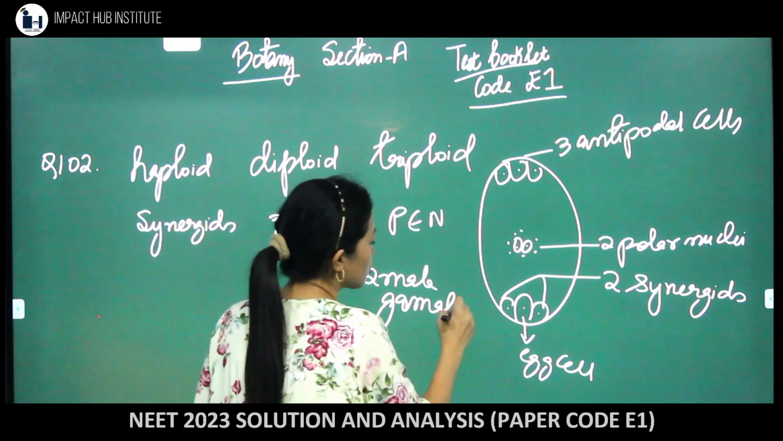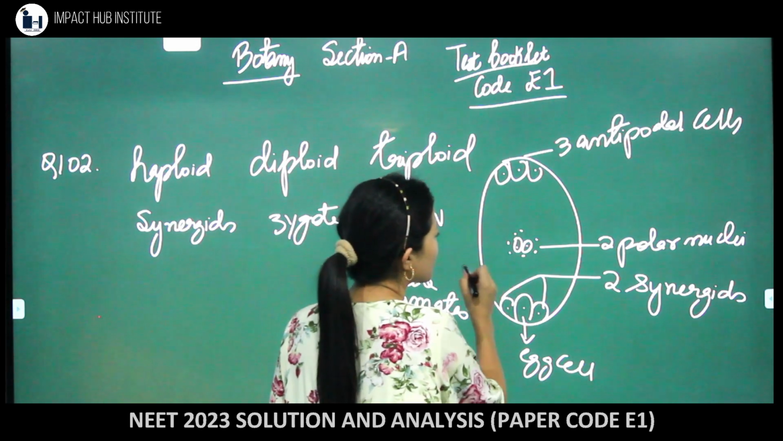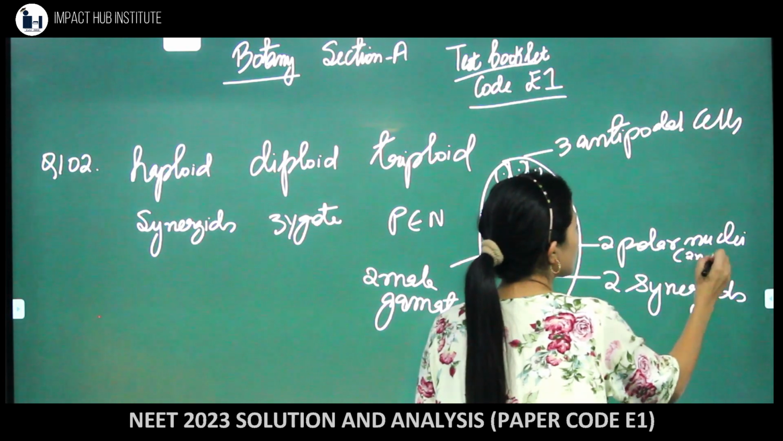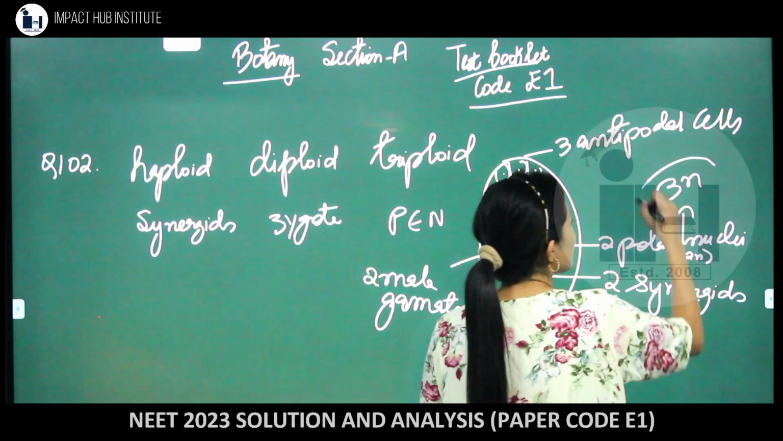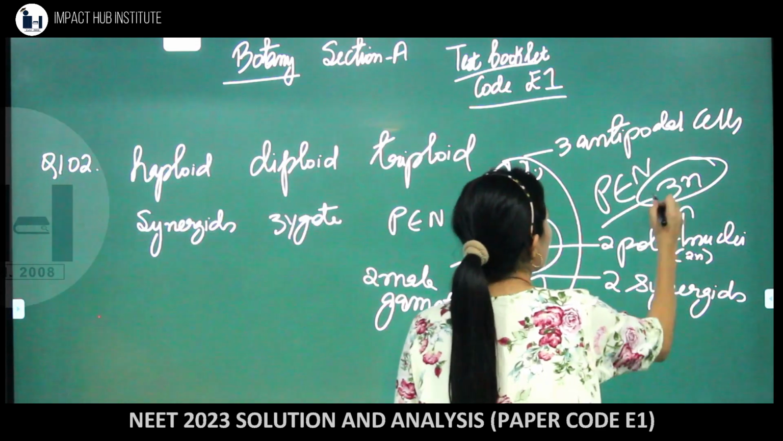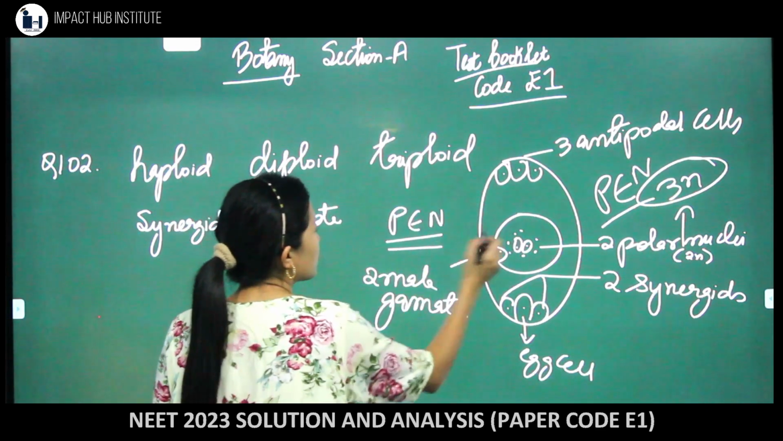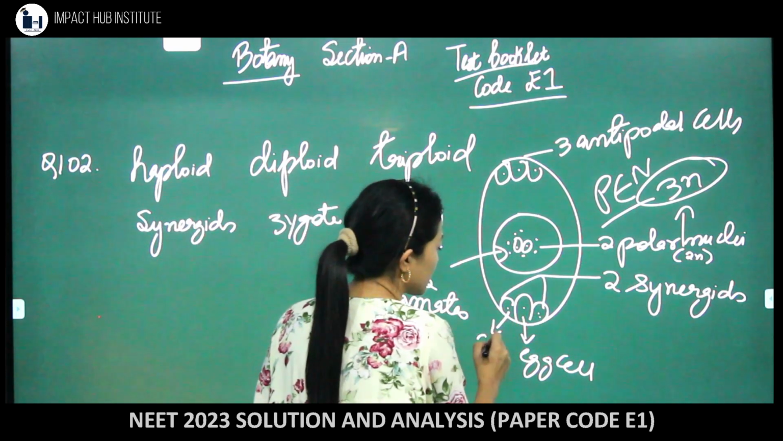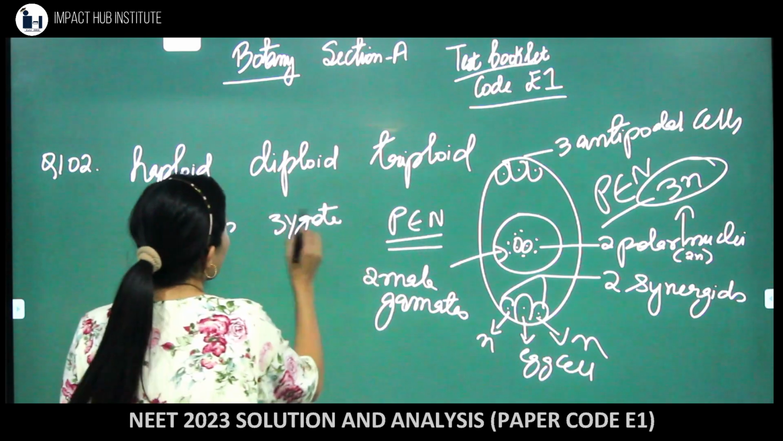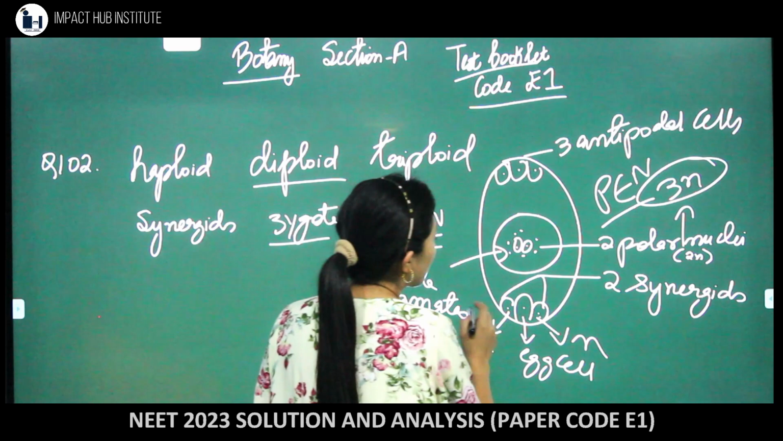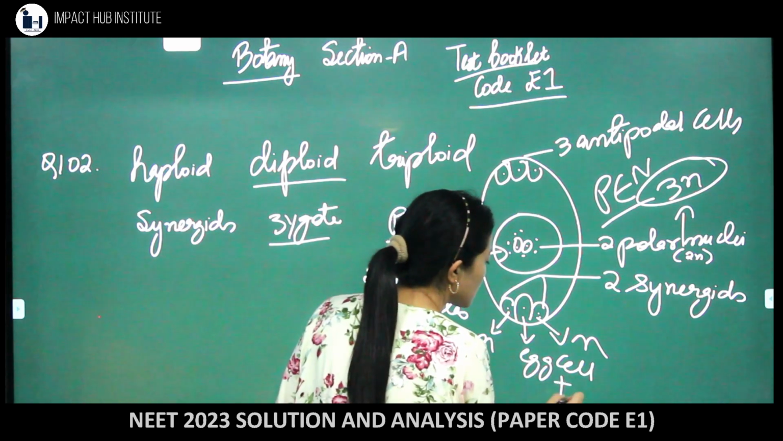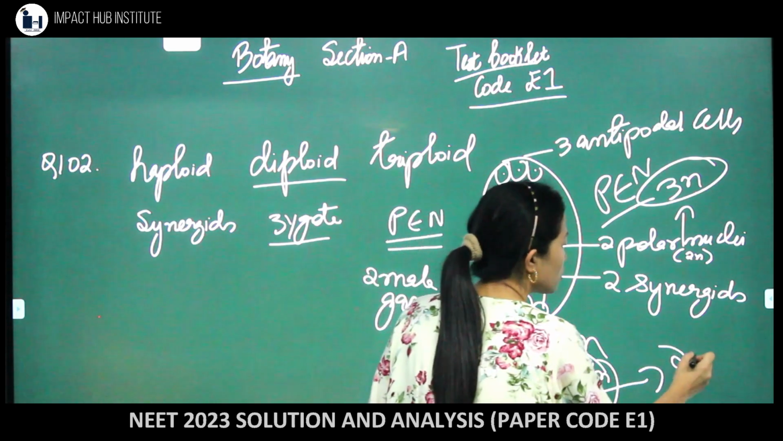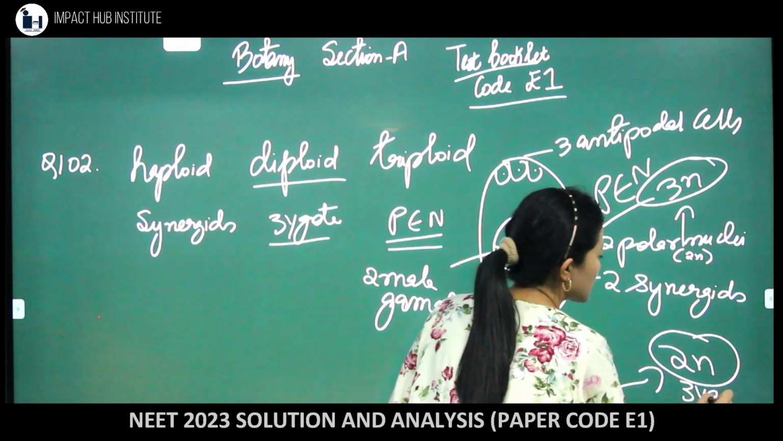So in double fertilization, we see that out of the two male gametes, one will go and fuse with the two polar nuclei. So the two polar nuclei are diploid. After fertilization, it becomes 3N, which we call the primary endosperm nucleus. For synergids, they are haploid because these are the two synergids. This is haploid, this is also haploid. Then we have the zygote, diploid. Now the other male gamete will go and fuse with the egg cell. So egg cell is haploid, the other male gamete is haploid. So we get 2N, which is the diploid zygote.